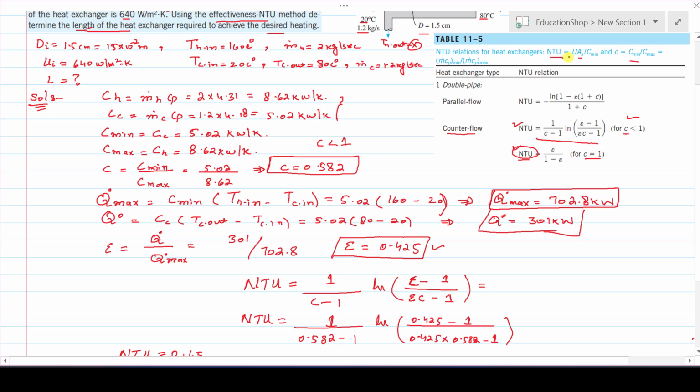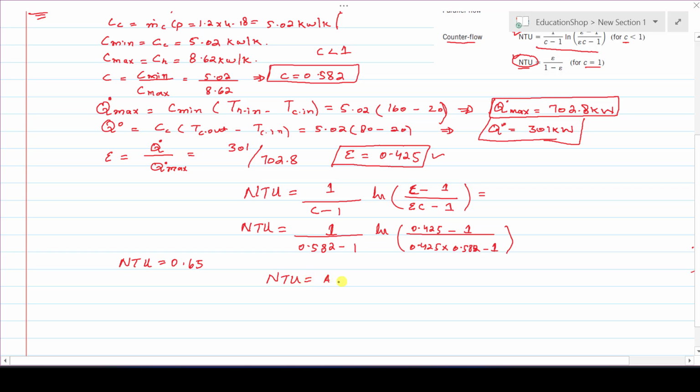Also, you know that NTU is equal to U times surface area divided by C minimum. Here we are interested to find the surface area. We will multiply both sides with C minimum and divide with U. This will cancel out with this, and the surface area becomes equal to C minimum times NTU divided by the overall heat transfer coefficient, that is given. C minimum is 5.02, NTU value is 0.65, and overall heat transfer coefficient is 640. Just solve this on a calculator and it will give you the surface area, that is 5.11 meter square.